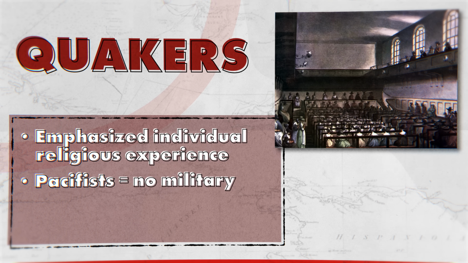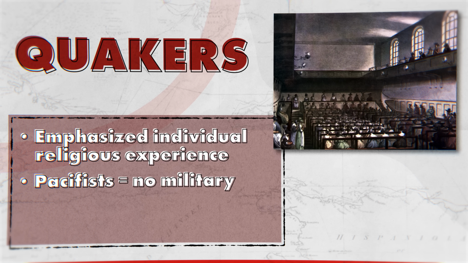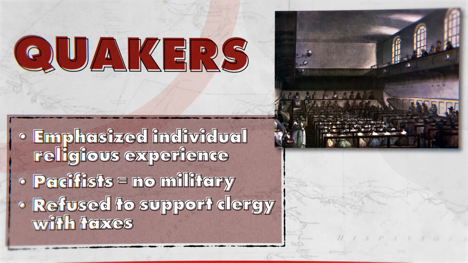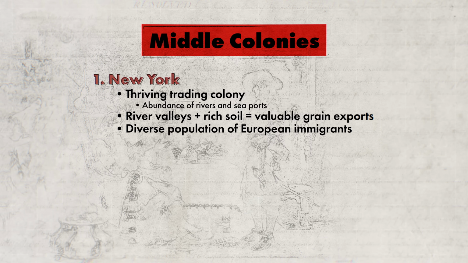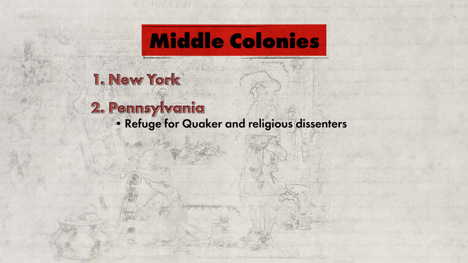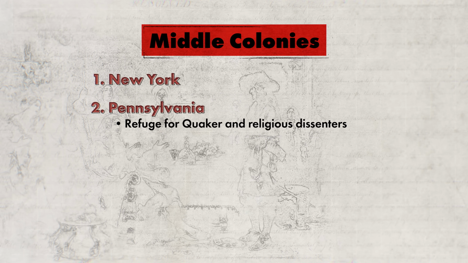Additionally, Quakers were pacifists, which means they refused military service. And given their emphasis on spiritual equality, they refused to support Anglican clergy or churches with their tax money. So Penn decided to establish Pennsylvania as a refuge for Quaker dissenters and all other dissenters who felt the pressure for their religious beliefs. And that conviction shaped colonial society here.